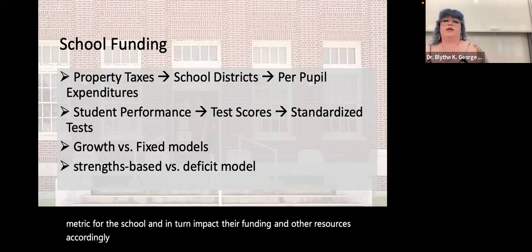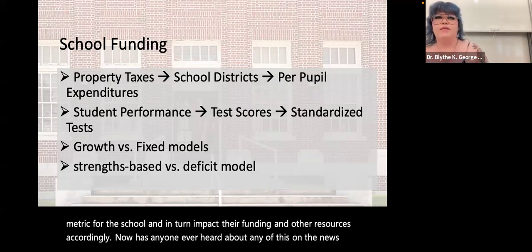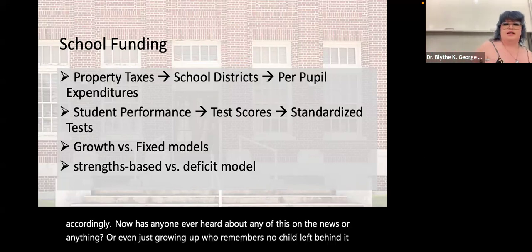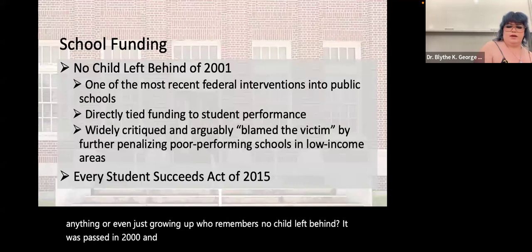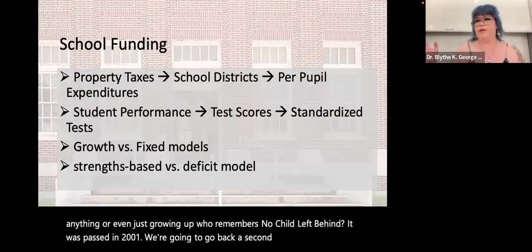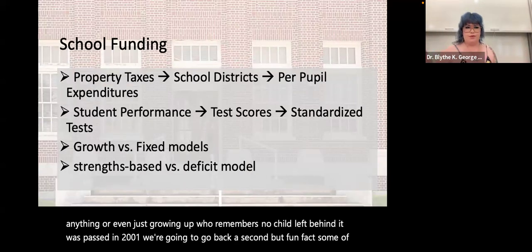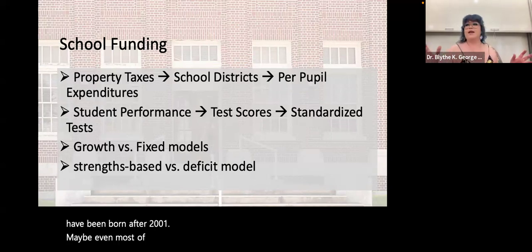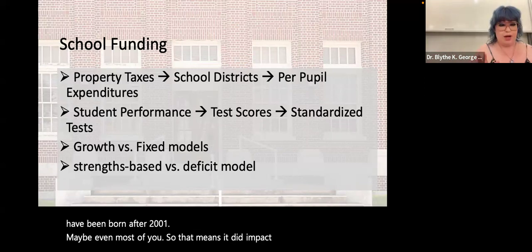Now, has anyone ever heard about any of this on the news or anything? Or even just growing up? Who remembers No Child Left Behind? It was passed in 2001. We're going to go back a second, but fun fact. Some of you may have been born after 2001, maybe even most of you. So that means it did impact you, whether you knew it or not.